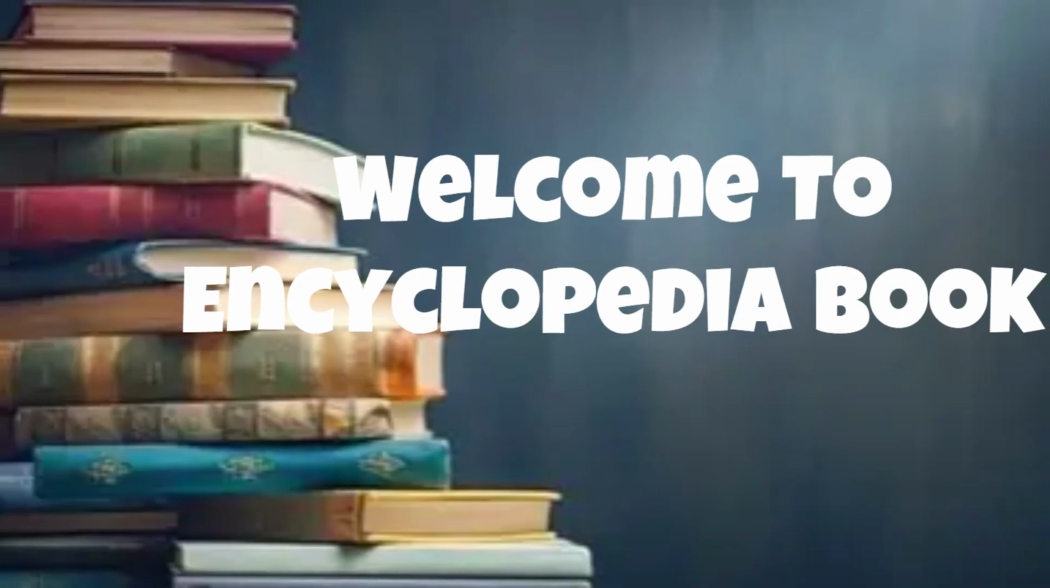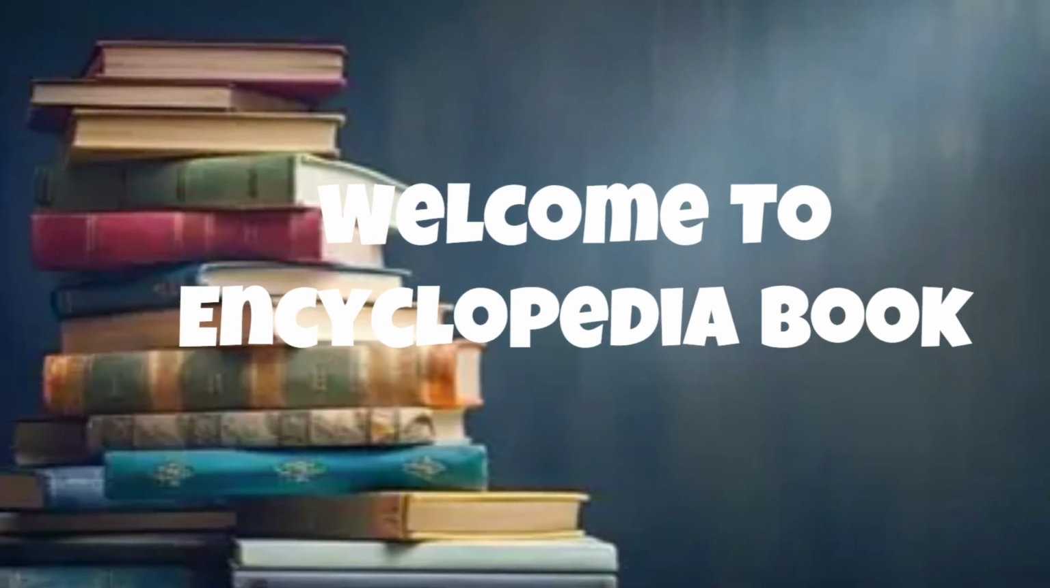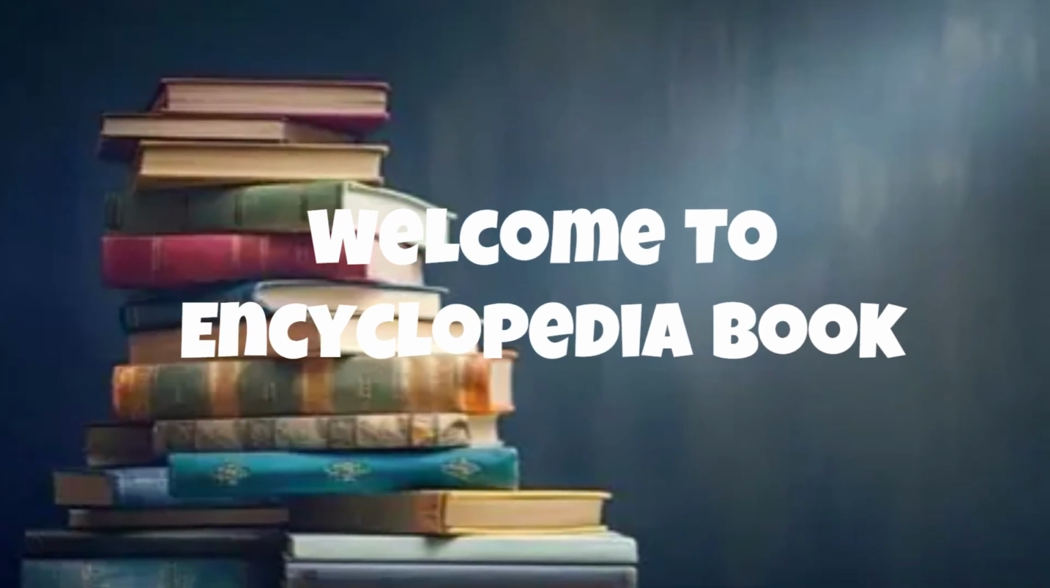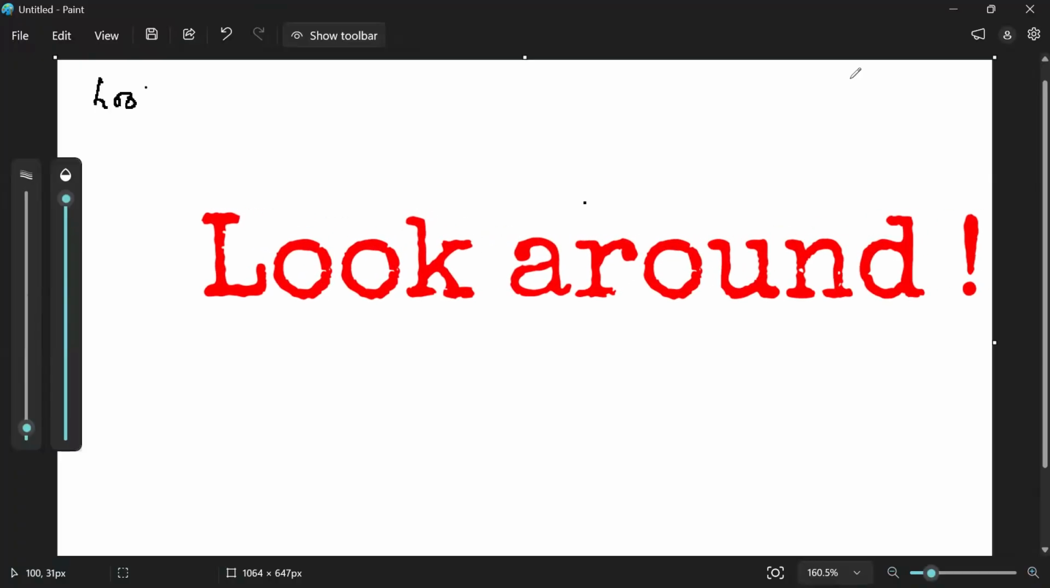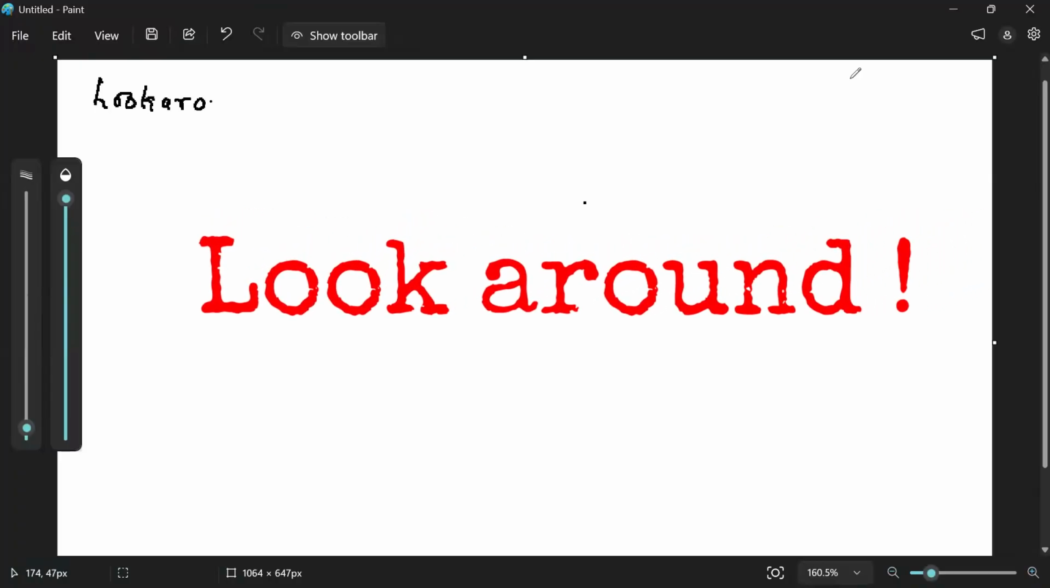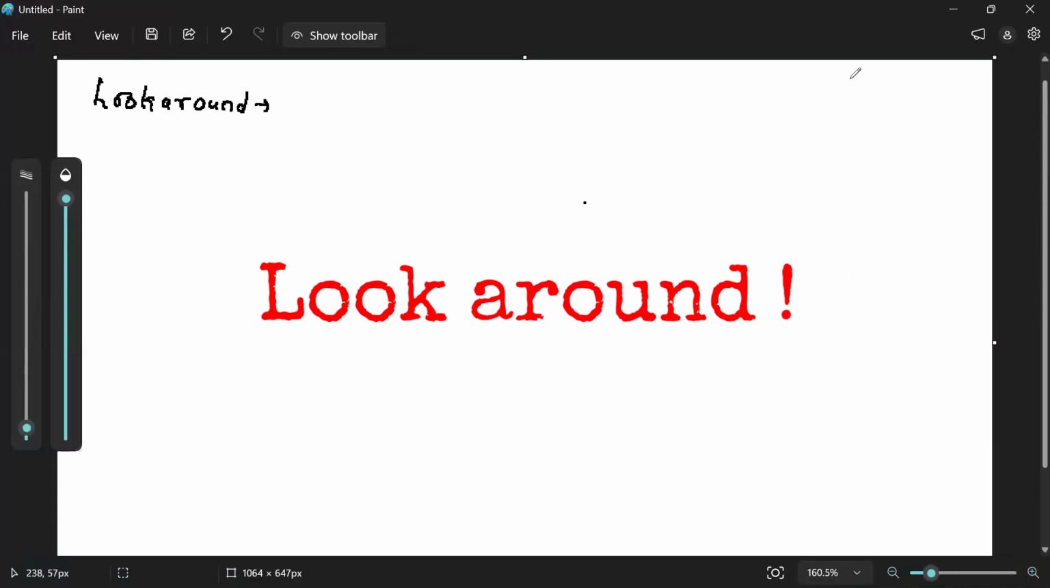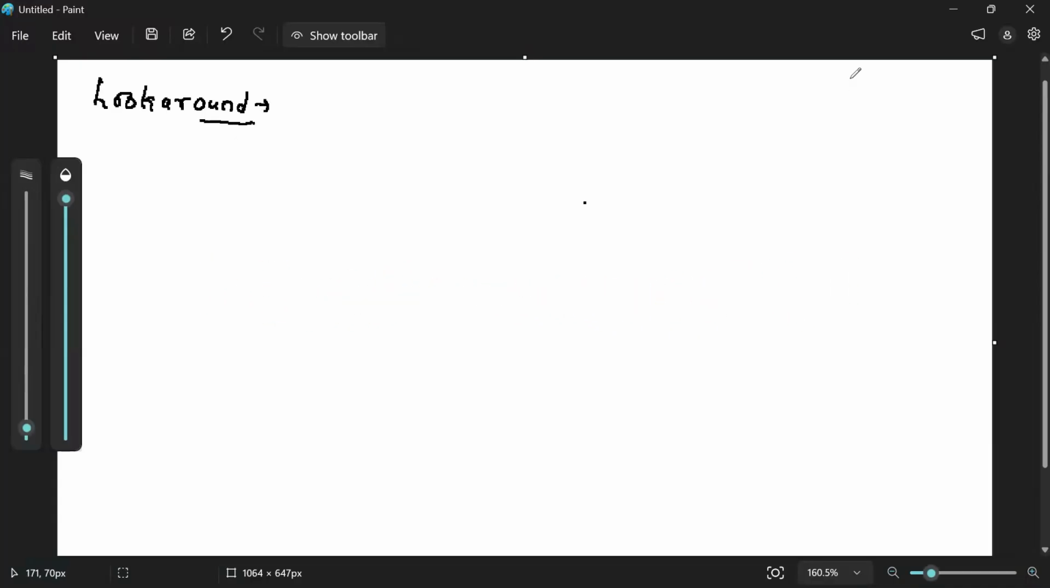And in this session, we are going to discuss another topic that we have in regular expression, that is, look around. Very important topic. So what do we mean by look around?